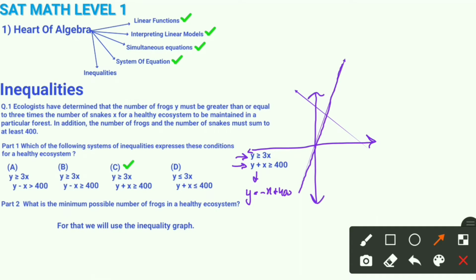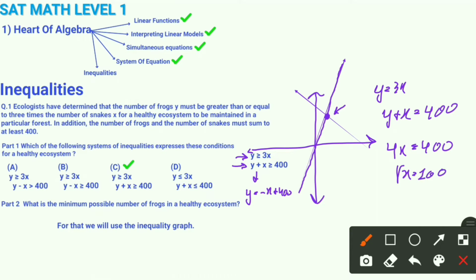So this is the straight line. So this is the intersection, and this is the minimum possible number of frogs in a healthy ecosystem. Okay, do the simultaneous solve. So y equals 3x and y plus x equals 400. Doing the simultaneous solve, then 400. So this is the minimum possible number of, you can say, snakes.